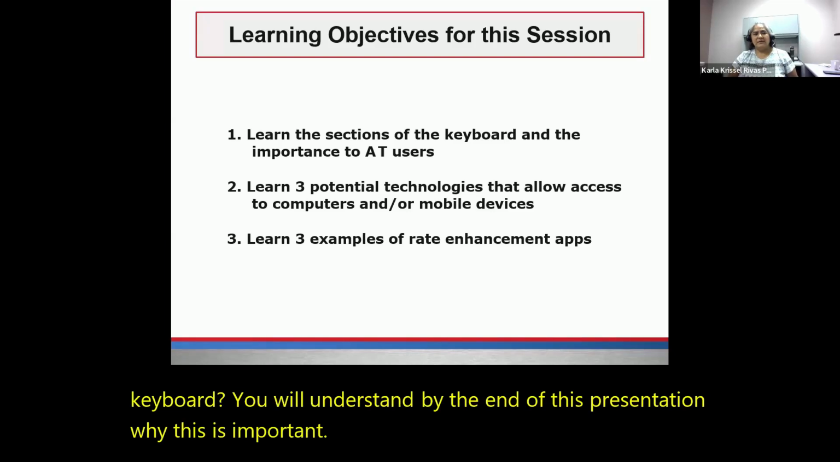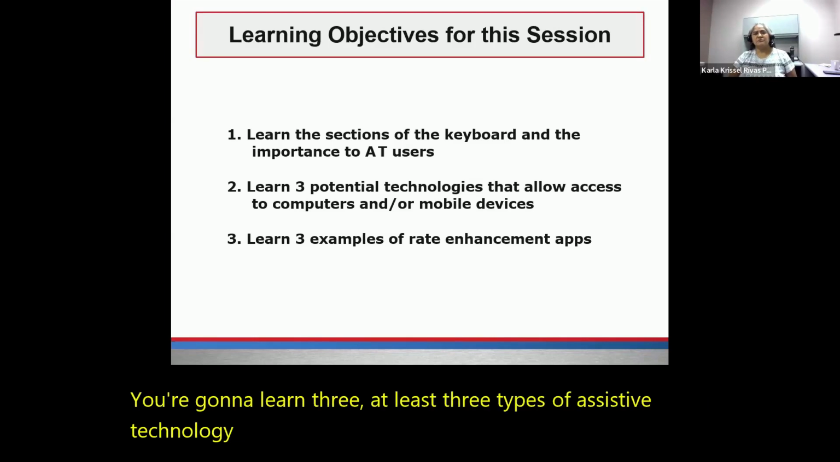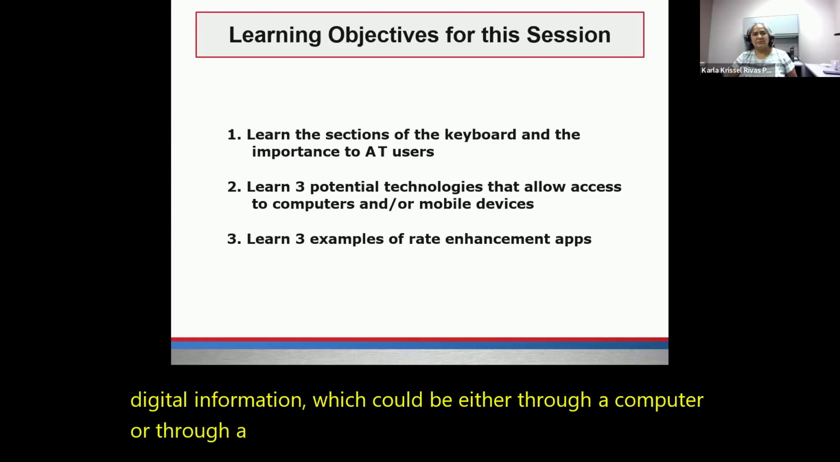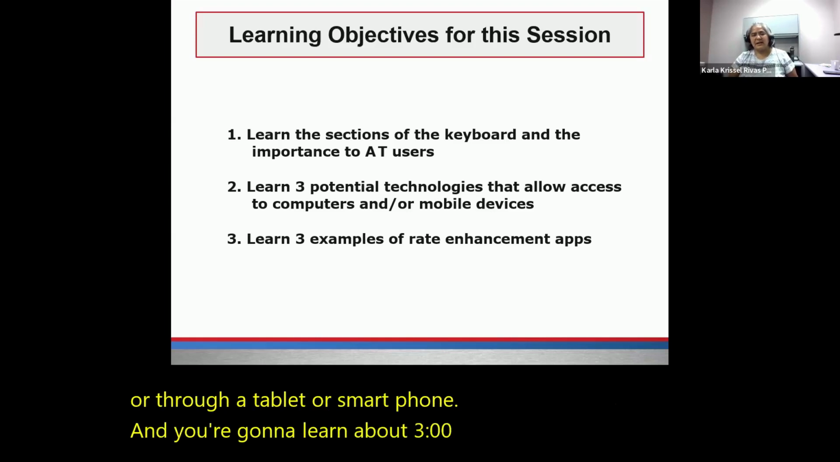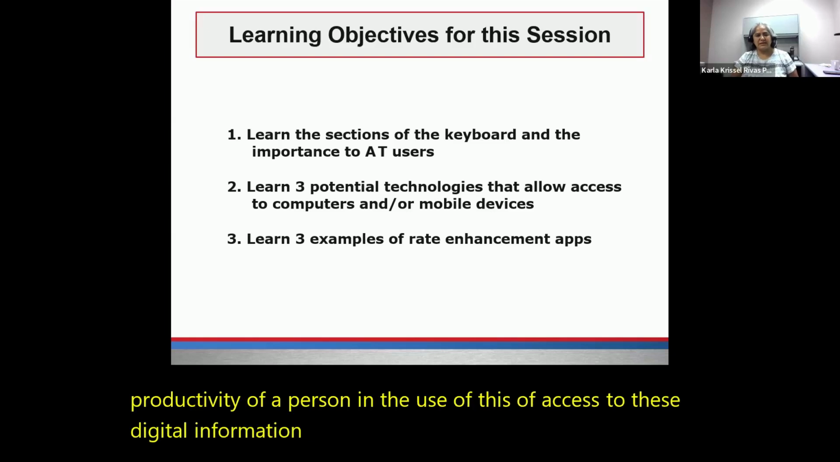You're going to learn at least three types of assistive technology that allow a person with a disability to access digital information, which could be either through a computer or through a tablet or smartphone. And you're going to learn about three apps that enhance the productivity of a person in the use of this access to digital information.